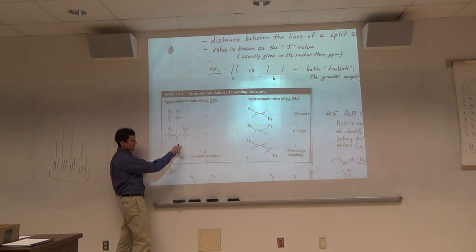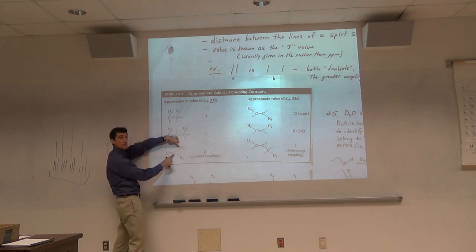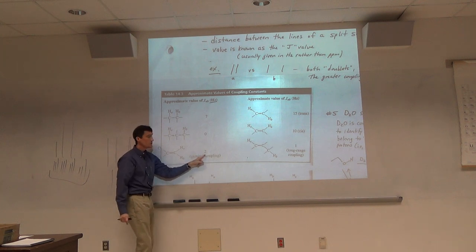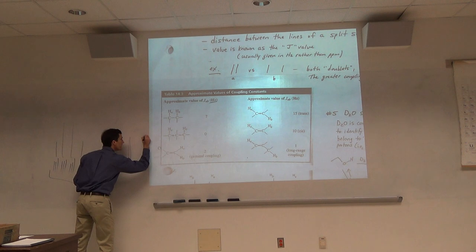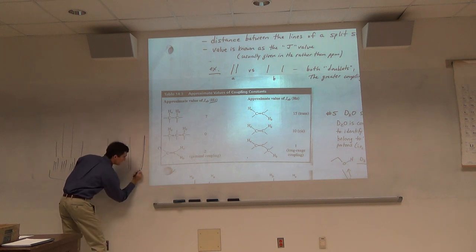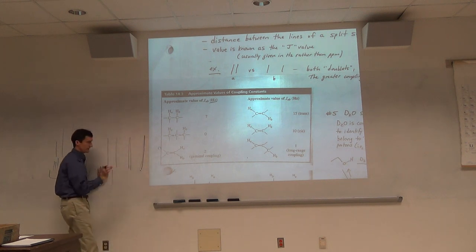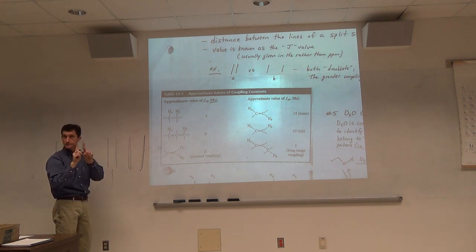This would be geminal. These types of H's may or may not be the same. For example, if there was a chlorine here, they would not be the same. One would be cis to the chlorine, one would be trans. Because they're different, even though they're on the same carbon, they would split each other. They are within three sigma bonds. They're actually within two. And the splitting would actually be quite small. It'd be two hertz. That would be a doublet that would be so close together, and it would be two hertz separating. A very tight doublet.